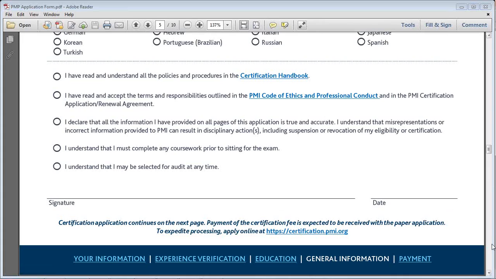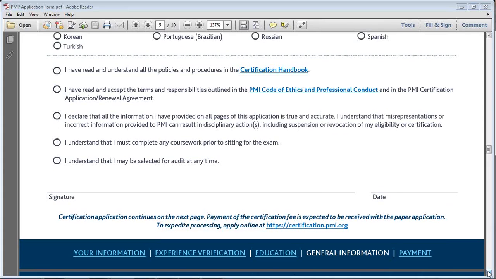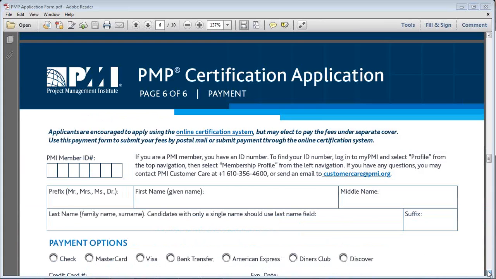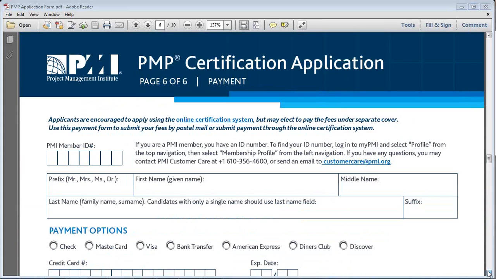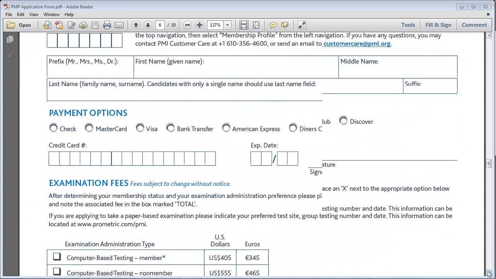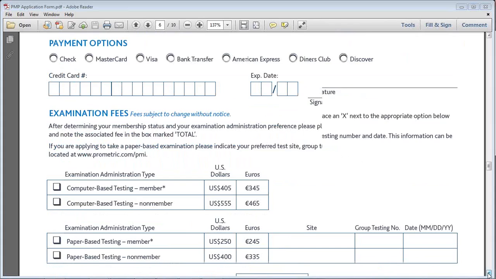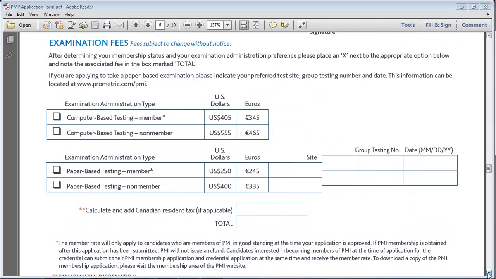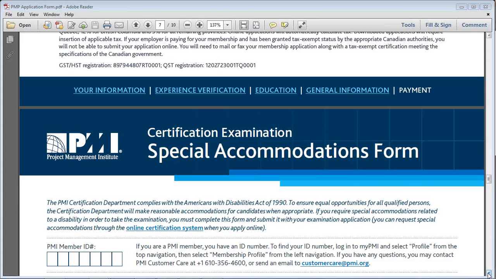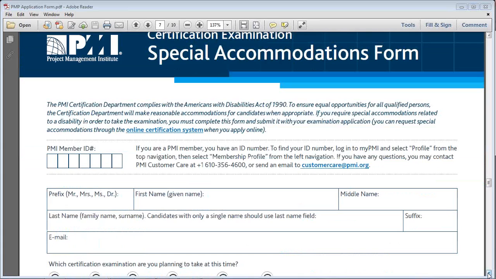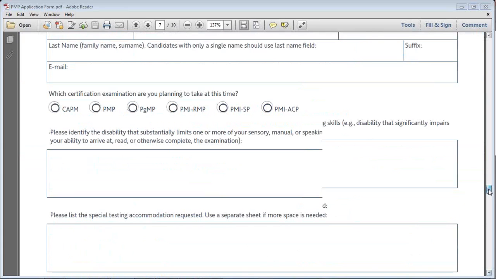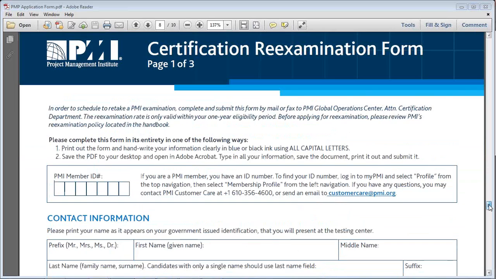All these have to be checked, and once you have checked, you will go into the payment. Now when you go into the payment using credit card, you have to pay the required fees. Once you pay the required fees, then it will accept your application, and it will send you a mail saying that they have received your application.